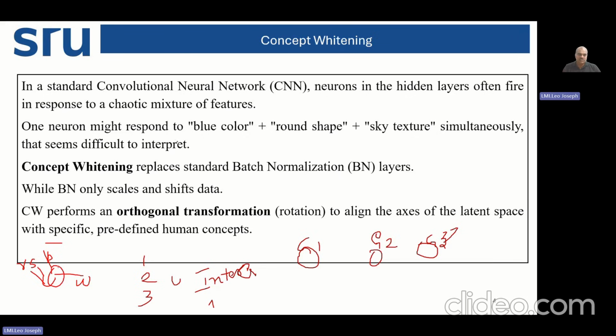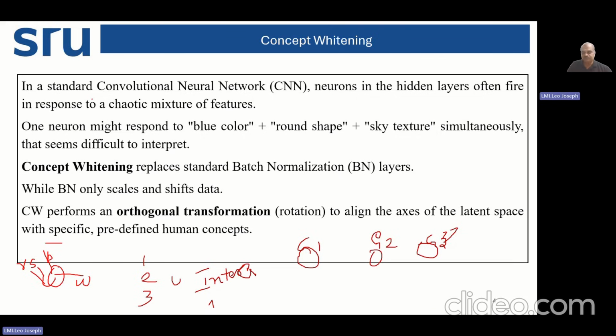Here we have mentioned that concept whitening performs an orthogonal transformation. What is meant by orthogonal transformation? I am calling it rotation. We are rotating the space until it is well aligned to the specific human-defined concepts. So this is called concept whitening. Some raw data are there, and we do rotation until we get the concept oriented with a particular neuron. This is what we are doing in concept whitening.